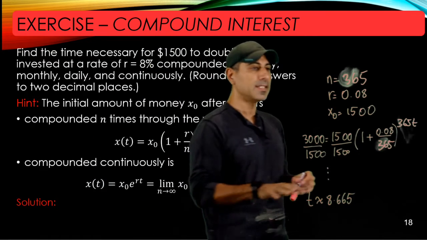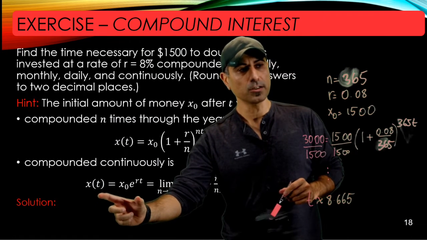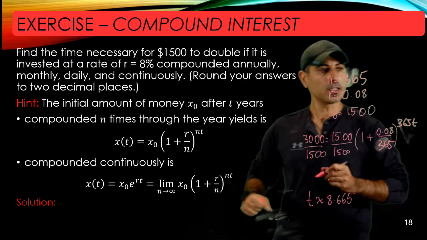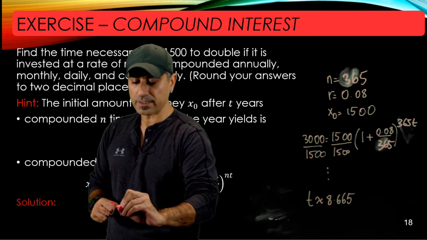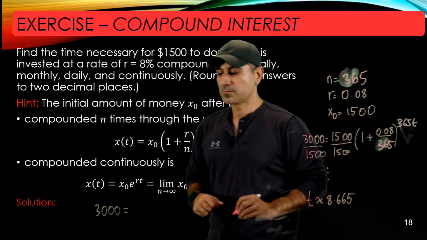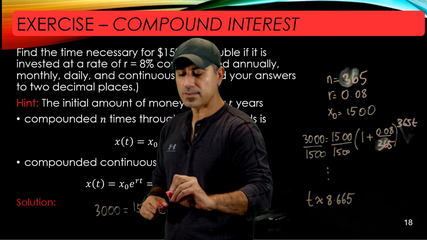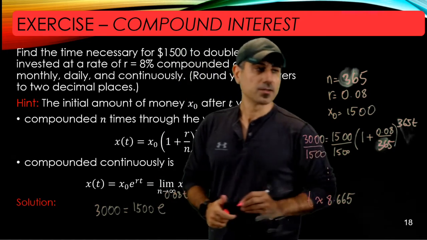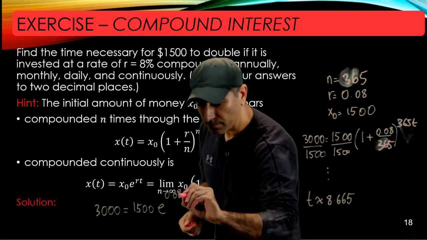And in the continuous case, this model doesn't work anymore because we are going to have this model here, x0 e to the rt, where x0 is the initial amount. So let me just continue here. You want to have $3,000, the initial amount is 1,500, and the rate is still 0.08. So this time I'm solving this exponential equation.